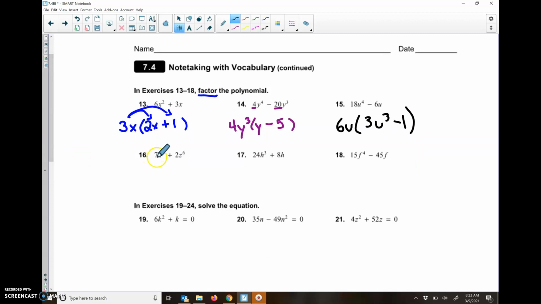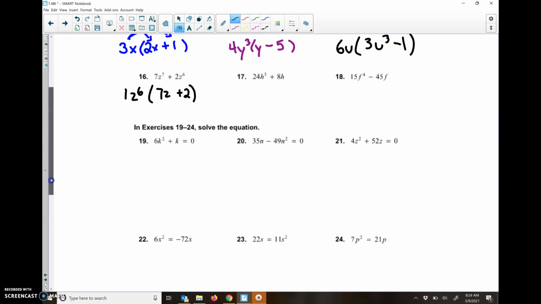Okay. Here, greatest common factor between 7 and 2, well, there isn't one. 2 can't go into 7, and 7's too big, it can't go into 2. So we're not going to have a number out there. I guess you can put a 1 out there if you want. But we do have some z's in common. This one has 7 z's, this one has 6 z's. So they both have 6 z's in common. So to go from 1 z to the 6th, I need to multiply it by 7z. And to get from z to the 6th to 2z to the 6th, I need to multiply by a 2. So just pulling out, remember, the greatest number they have in common, and then the greatest amount of variables they have in common.